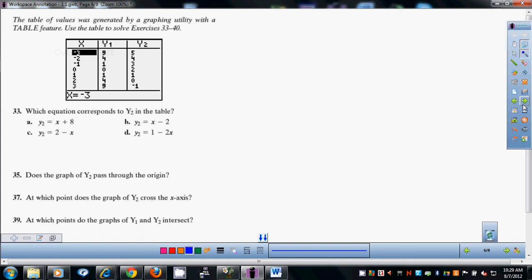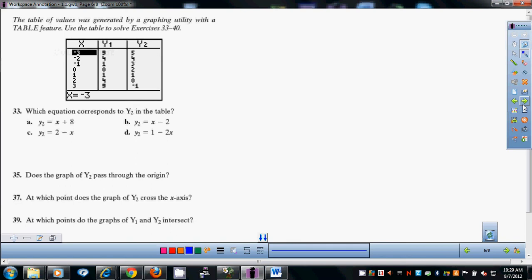Okay. 35. Does the graph pass through the origin? The graph of y2. What is the origin? 0, 0. Does y2 go through 0, 0? No. What about y1? Yes, it does. Not that it asks that, but I just want to see.